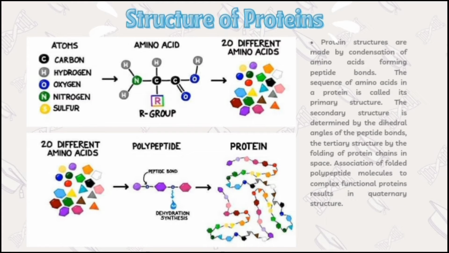The secondary structure is determined by the dihedral angles of the peptide bonds, and the tertiary structure by the folding of protein chains in space. Association of folded polypeptide molecules into complex functional proteins results in quaternary structure.